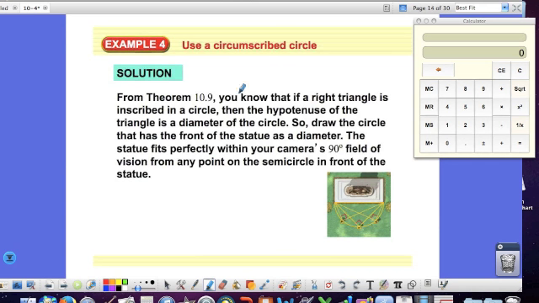So here's how they go. If you know that a right triangle is inscribed in the circle, the hypotenuse of the triangle is the diameter of the circle. So draw the circle that has the front of the statue as a diameter. The statue fits perfectly within your camera's 90-degree field of vision from any point on the semicircle.